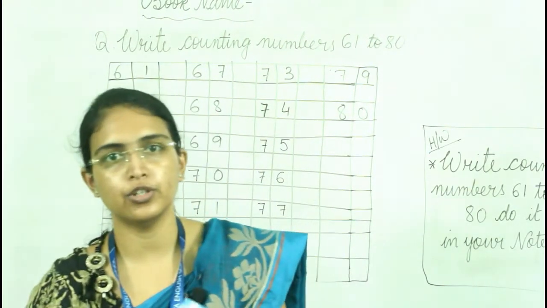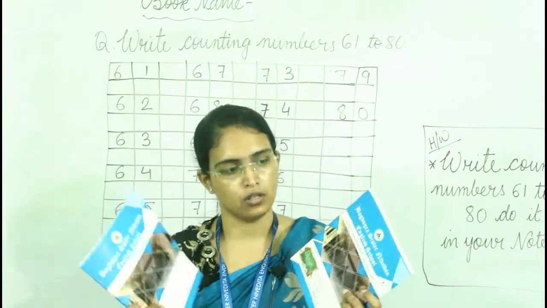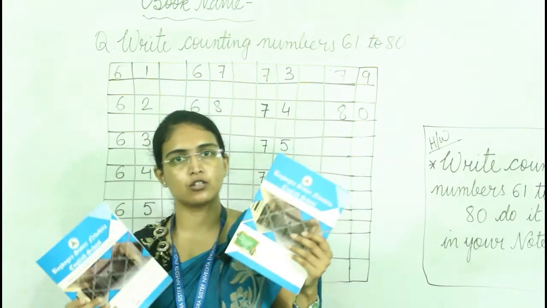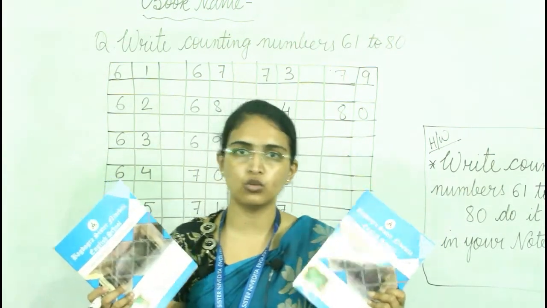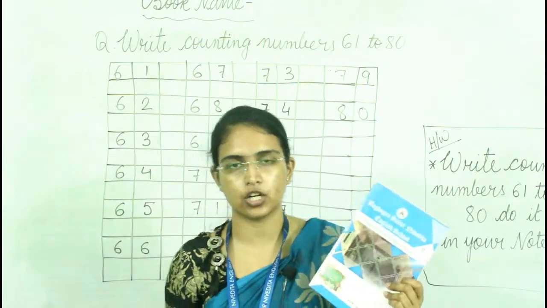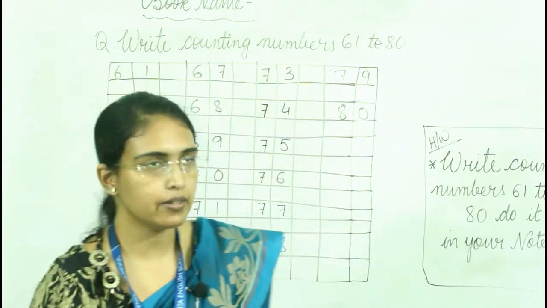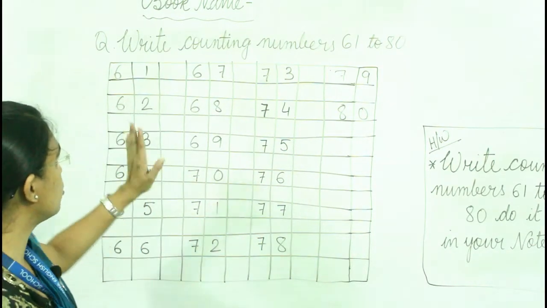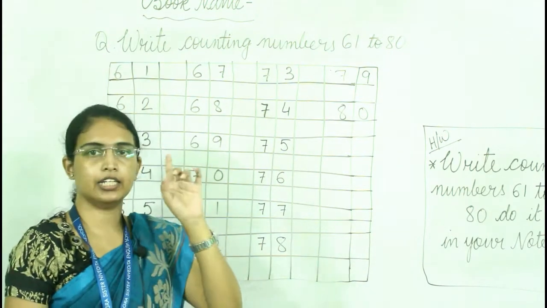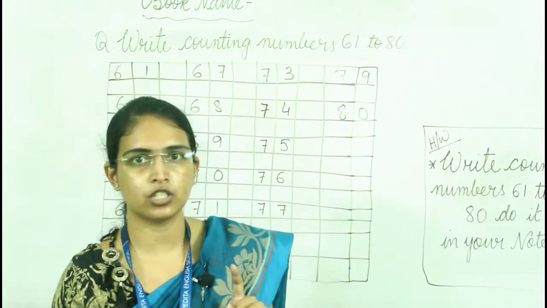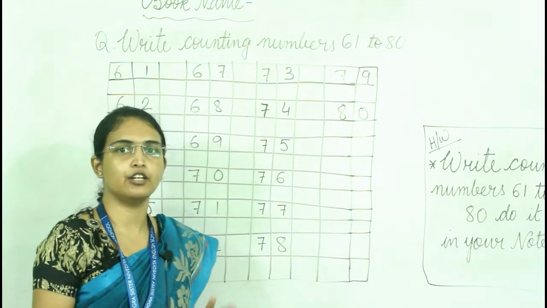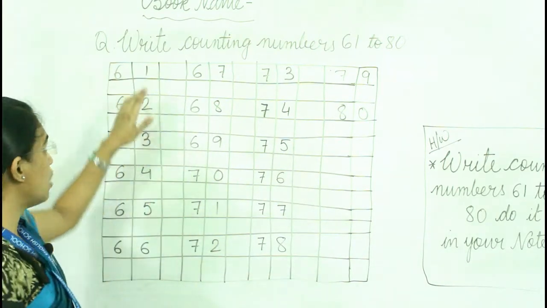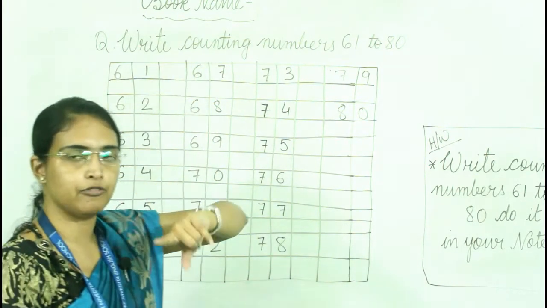Okay, now we will do it in the maths notebook, okay? We will do these things in our maths notebook. So you have two notebooks, one is CW and another one is HW. Now take out your CW copy and in your CW copy you have to mention the date, and if you are doing it in your CW copy, mention CW, and if you are doing it in your HW copy, mention HW.